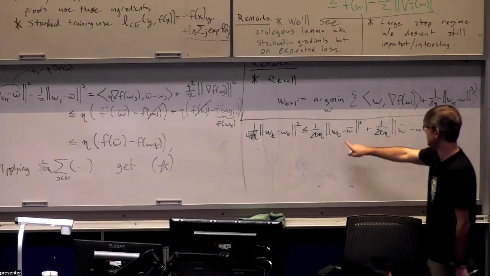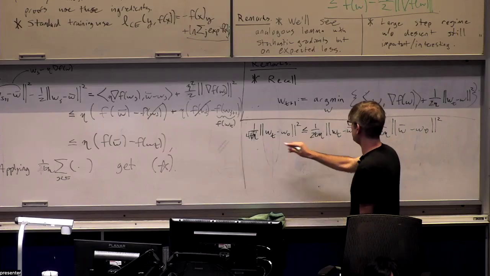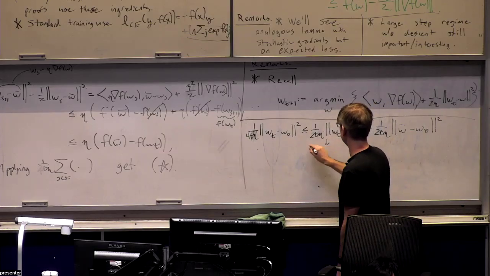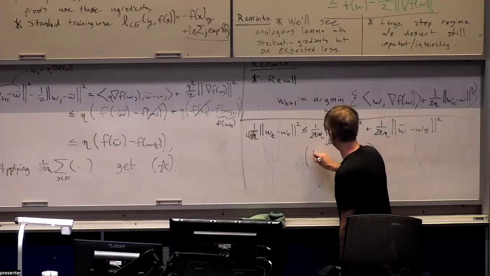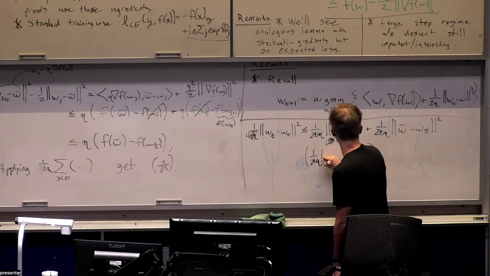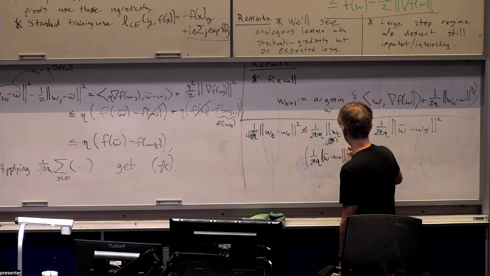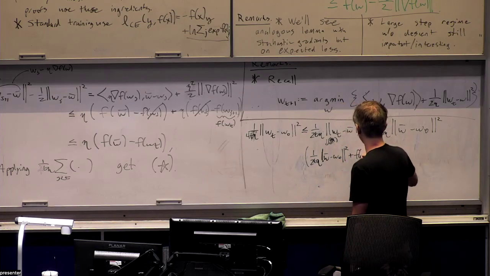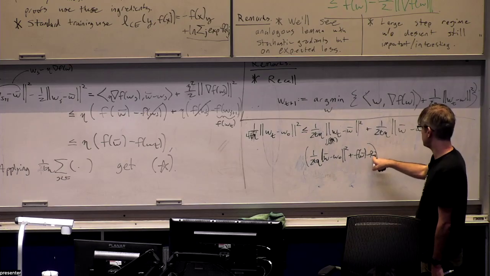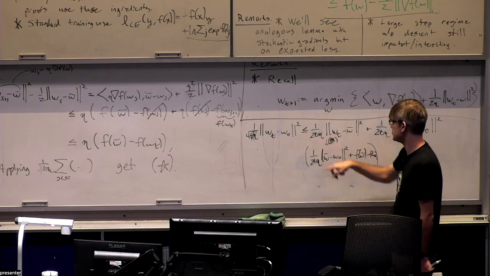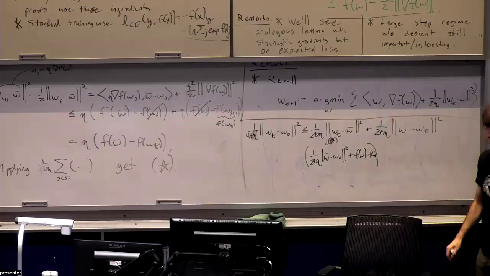Then we can apply the theorem to this. If I apply the star to this, then I get 1 over 2 T eta, W bar minus W0, plus F of W bar minus F of WT. And the point is that if this is greater, then we have this inequality. So you look at the two cases in that way.